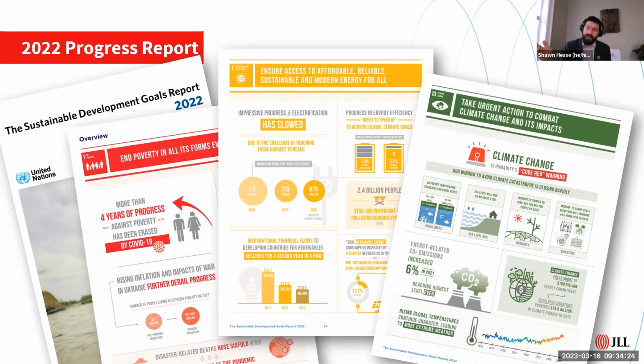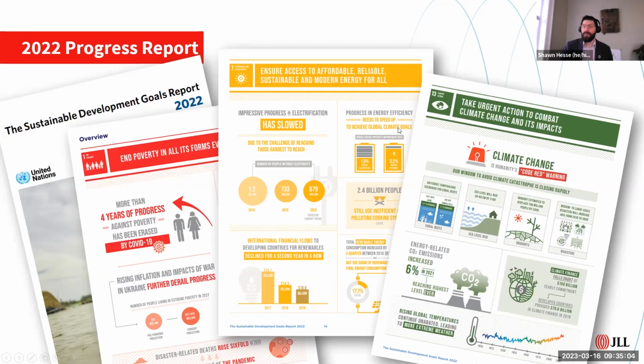So I picked out a couple that stood out to me, just because I think it helps tell the story that we need to do some real action here. When we talk about poverty, four years of progress against poverty has been erased by COVID-19. When we talk about affordable, reliable, sustainable energy, impressive progress in electrification has slowed due to the challenge of reaching the hardest to reach. Financing towards developing countries for renewables has declined for a second year in a row. Progress in energy efficiency needs to step up.